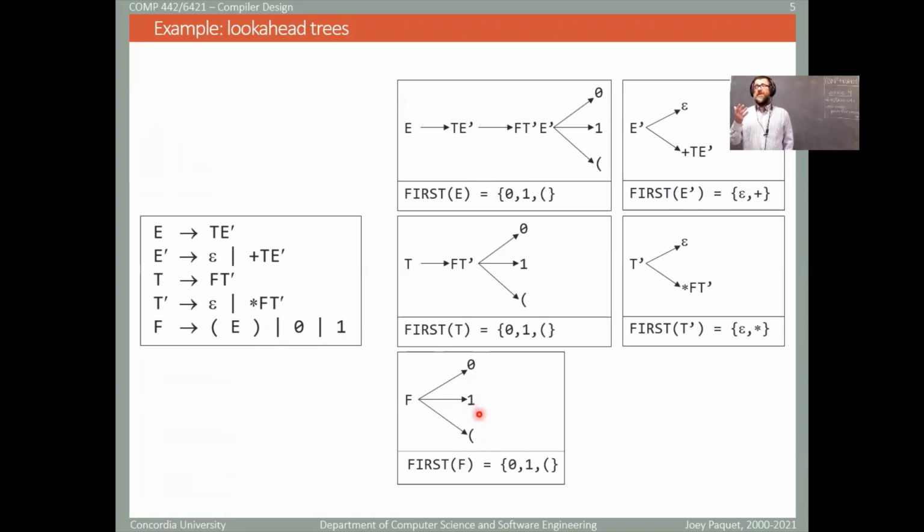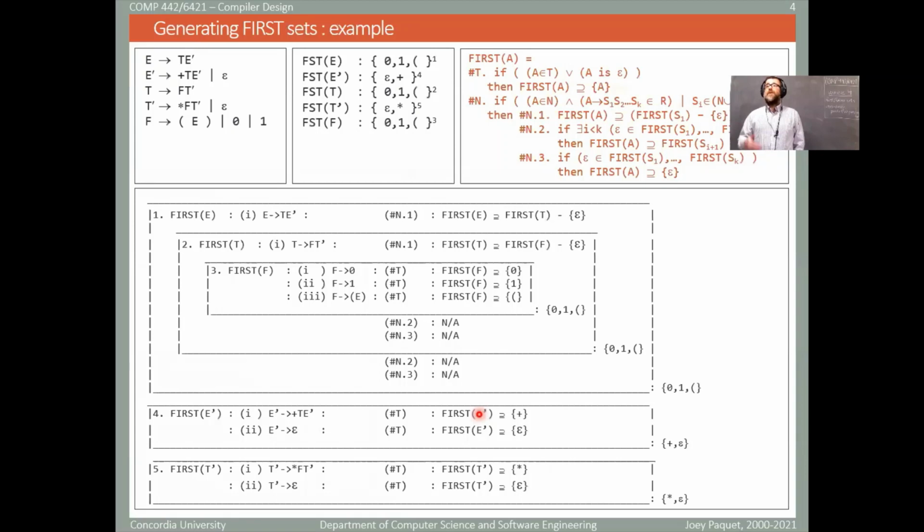Of course, this is a very simple grammar. The bigger the grammar becomes, the more alternatives you have, and the more the trees would grow larger and larger. So it's a good way to graphically see the concept of a first set, but the real way that you would actually create a program to automatically generate first sets would be using this definition that we saw here. So let's see this more graphically, what's actually happening when you compute the first set using this formal definition.